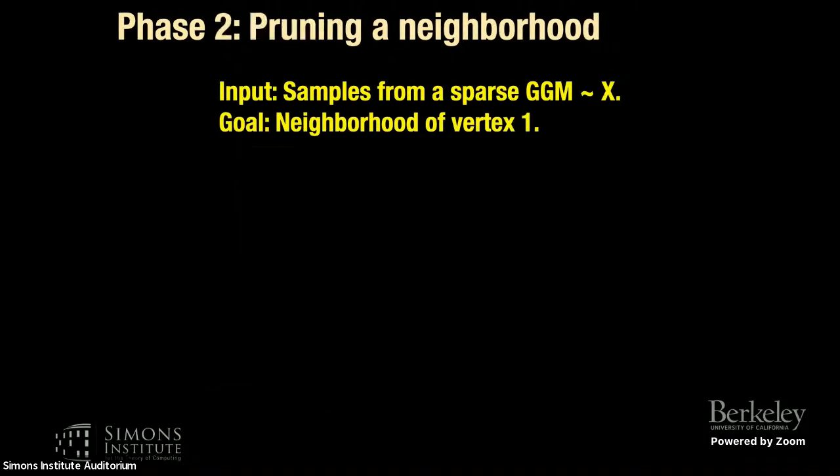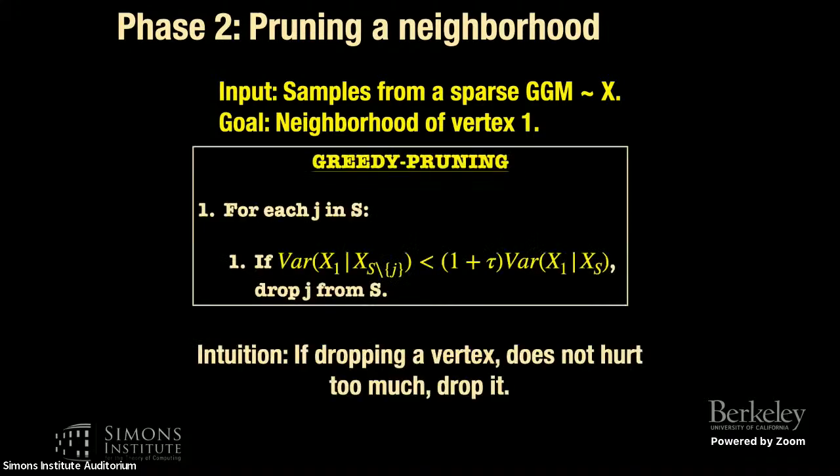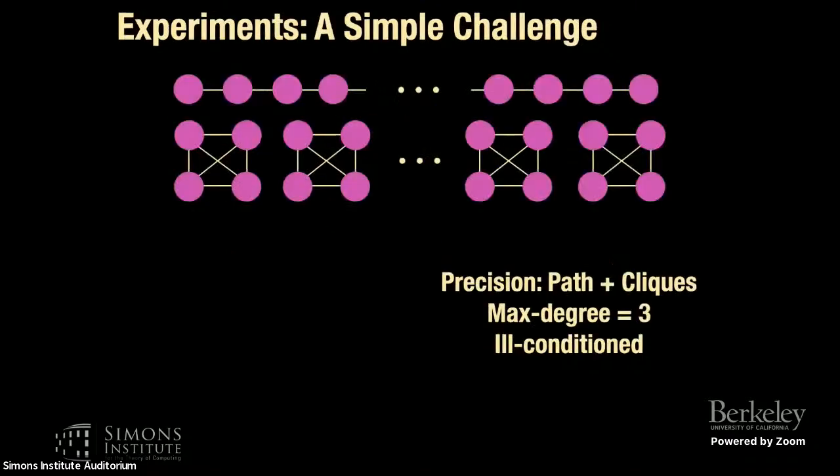Okay. Now, once I have the neighborhood, what do I do with it? Well, you might overshoot the set of neighbors and have some spurious neighbors. So we just throw some of the vertices out. And how do I decide what to throw out if they are useless? If dropping a vertex does not hurt the conditional variance too much, I just drop it. So it's kind of throwing off all the dead weight. And once again, we're using estimates of the conditional variance and just keeping those which are really helpful in maintaining the variance.